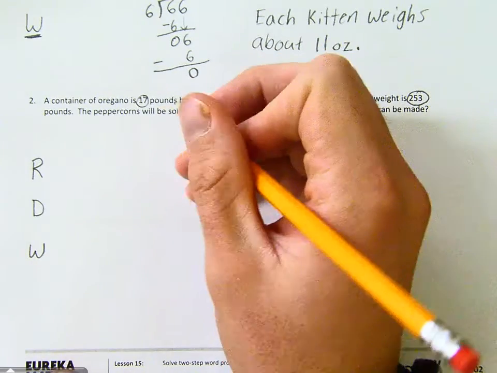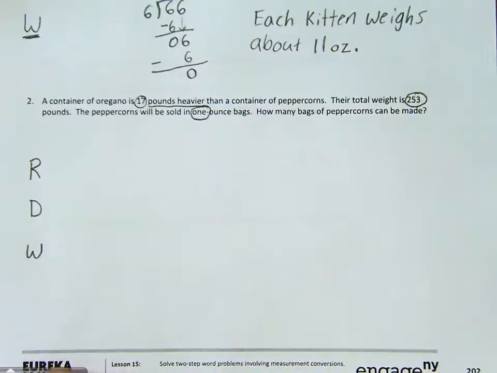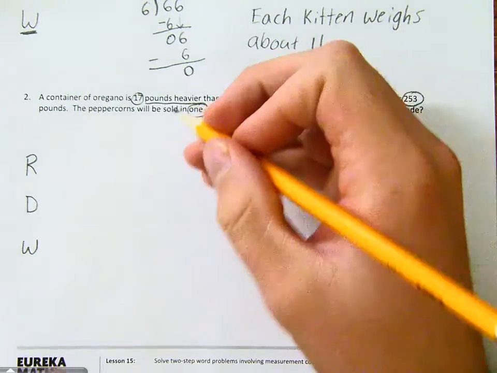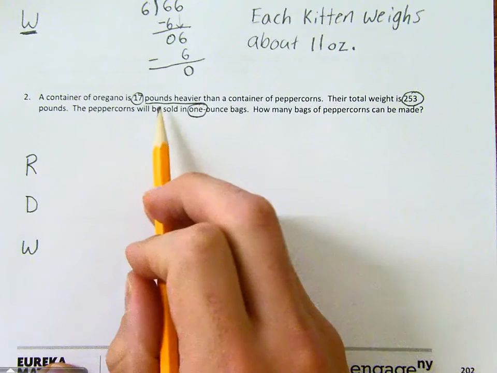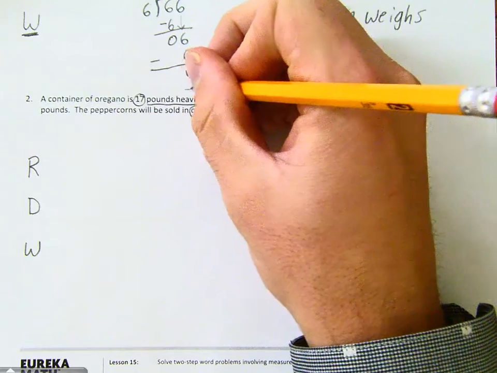So we know that our oregano is 17 pounds heavier. So let's make note of the unit and the word heavier, because we know heavier is going to be a comparison word. We're going to be either adding or subtracting, because it says pounds heavier. Now, had it said how many times heavier or how many times lighter, we might be multiplying or dividing. But because it says it is 17 pounds heavier, we know that we're going to either add or subtract. Because it says heavier, we're going to add.